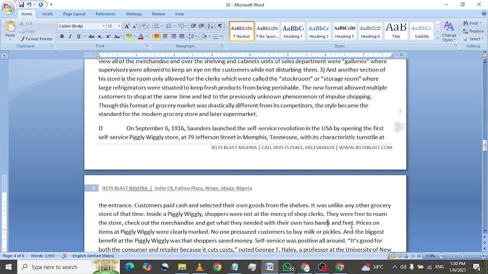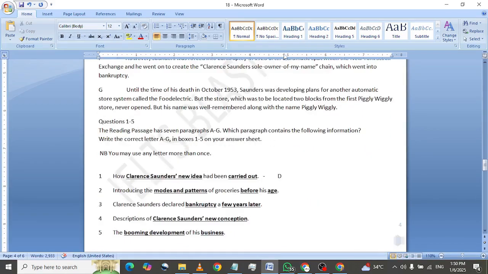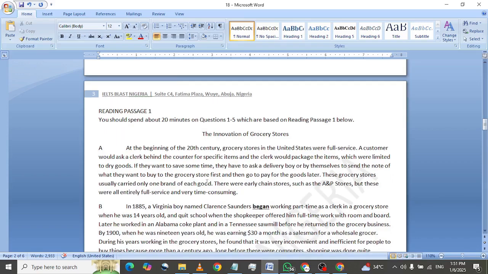and with their feet. You can see it now. It's now explaining how it is being done. So you can see now that this particular statement here is in that paragraph. Now let's move on. Number 2. Introducing the mode and pattern of a grocery before its age. Introducing the mode and pattern before its age. I think I saw something like that in paragraph either 1 or 2. Let's see.